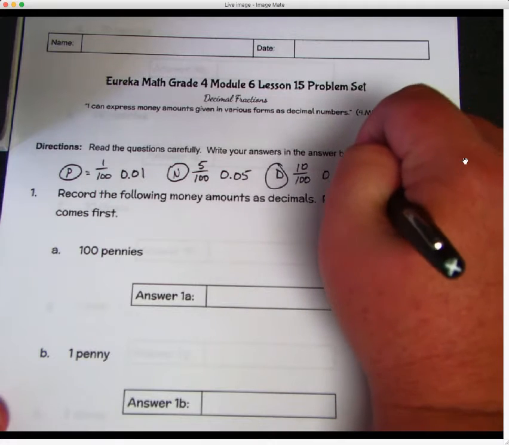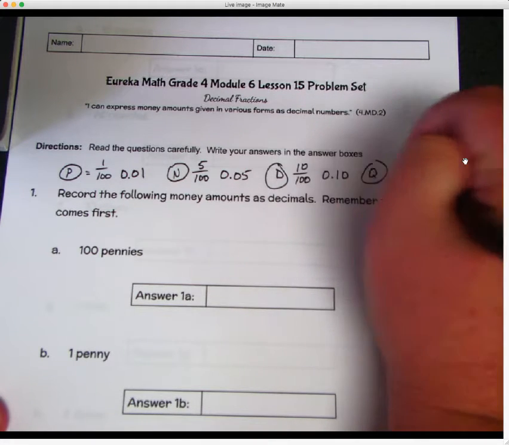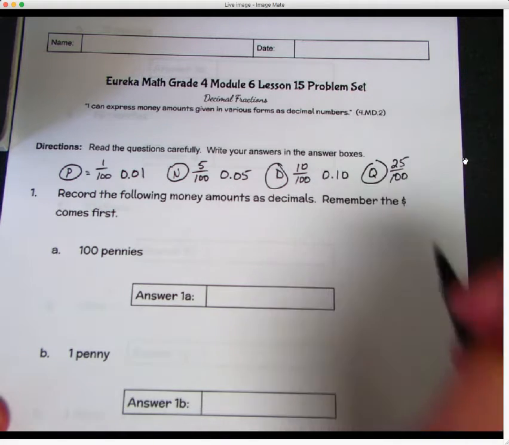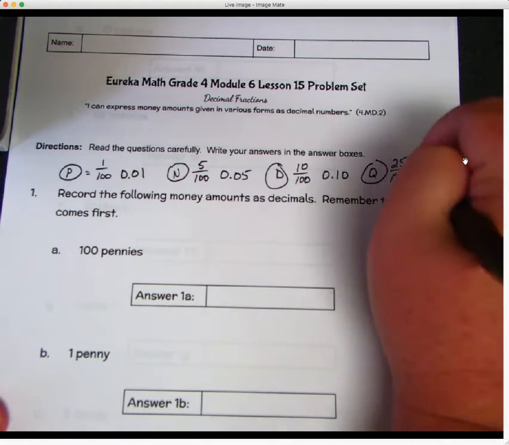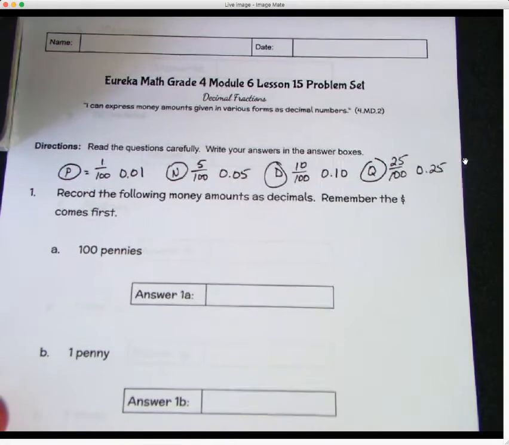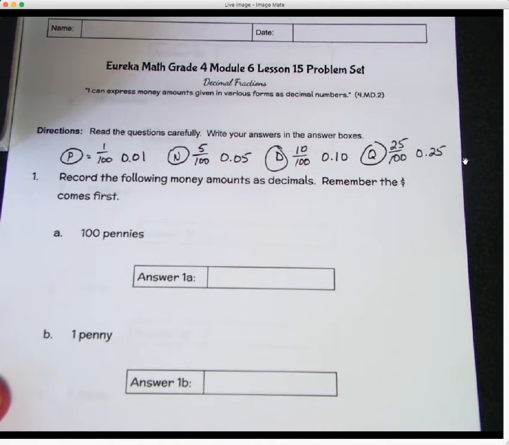The other coin we use is a quarter. It's worth 25 cents. What does that look like as a decimal? 25 cents. Okay? So, read the following money amounts as decimals. Remember the dollar sign comes first. So it's wanting us to write this as money.